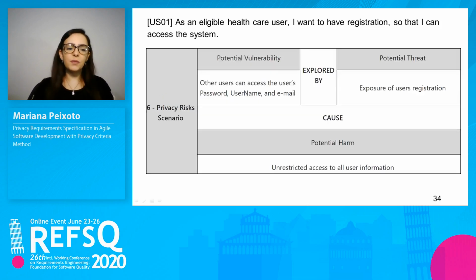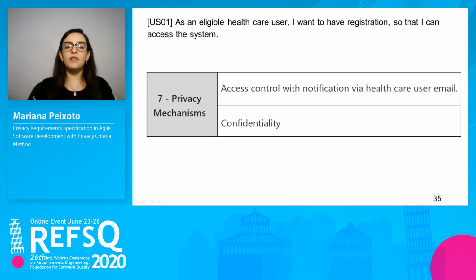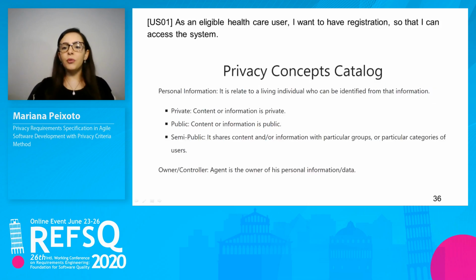You should consider the specification of step 6, privacy risk scenario. Here you have the vulnerability, other users can access the user data, exploited by a threat, exposure of user registration, cause harm, unrestricted access to all user information. Finally, the privacy mechanism, the solution, access control to mitigate the risk scenario, and confidentiality to meet the constraint. It's important to remember that to choose the privacy mechanism, we can use the catalog of privacy concepts.